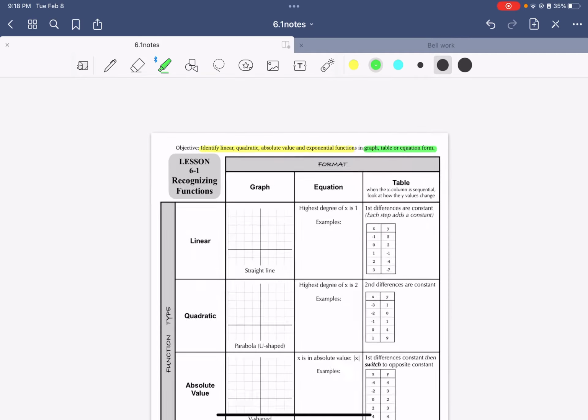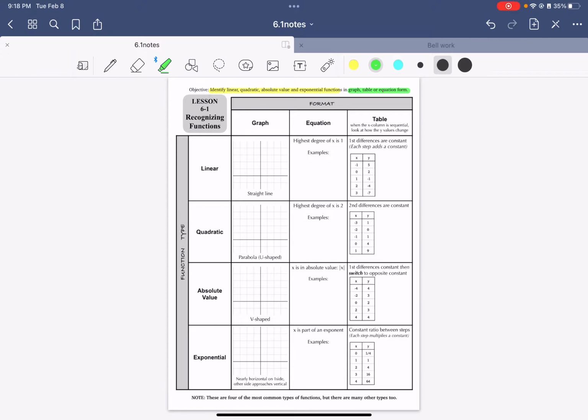So our notes is just this big chart that has the different kinds of functions. These 4 different types of functions we're focusing on: linear, quadratic, absolute value, and exponential. And then these 3 different forms, we can see them in graph, equation, or table. And it's going to help you see how to recognize them in each form. Just a quick note at the bottom.